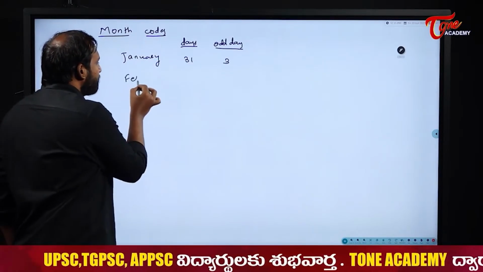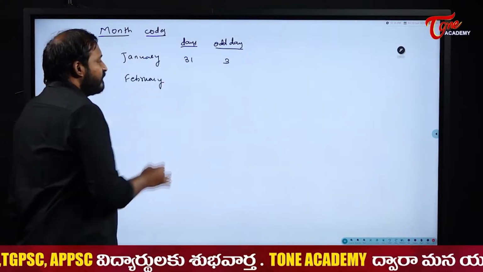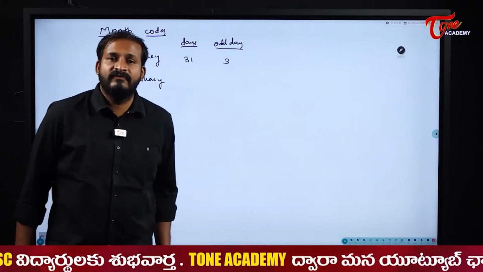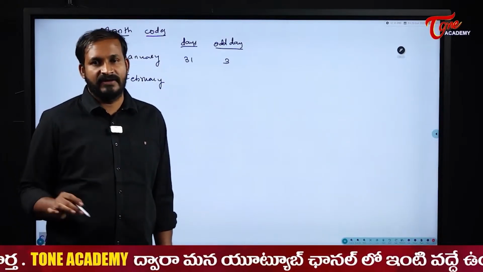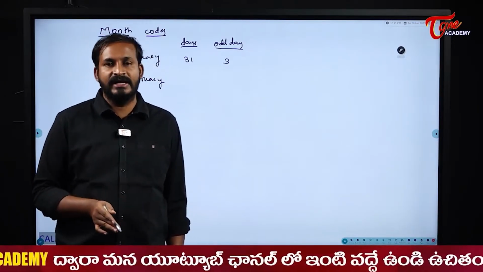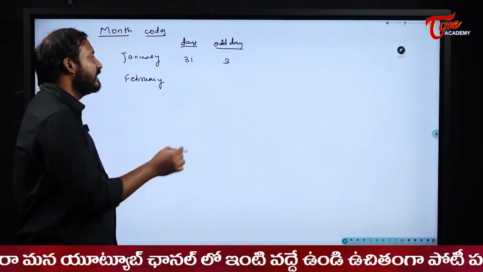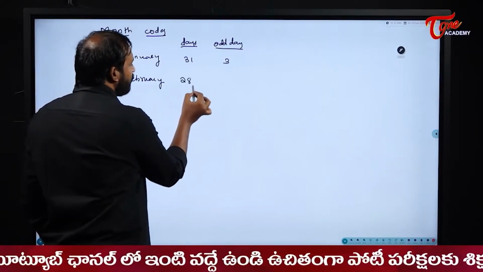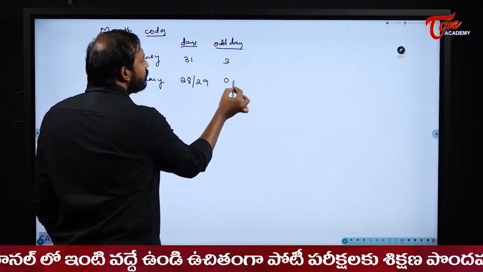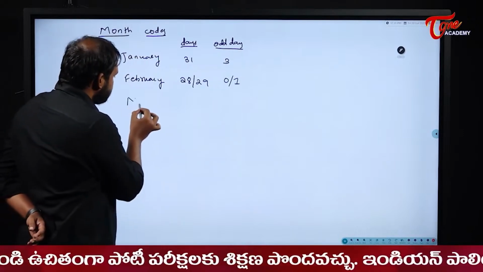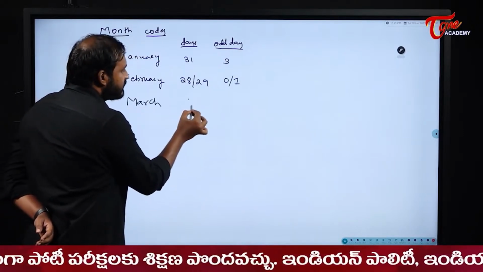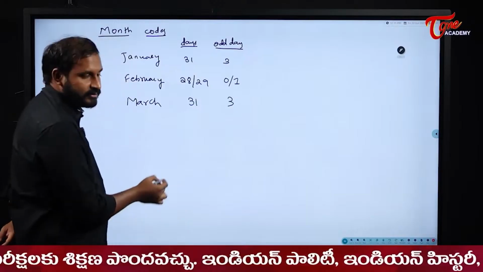February. How many days will we have in the month of February? 28 or 29, based on the type of year. If it is a normal year, we will have 28 days. If it is a leap year, we will have 29 days. So 28 or 29, that is 0 or 1. March. How many days? 31 days. So odd days are 3.